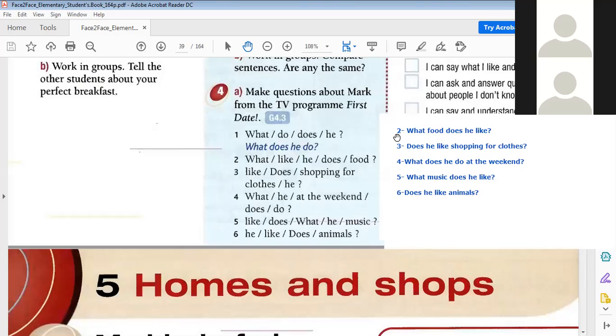Basma, can you answer the second question? What food does he like? It's Chinese food. He likes Chinese food. Okay. Let's write the answer. Number 1, he's a teacher. That's correct. That's his job. What does he do? He's a teacher. So let's write the answer. So he likes Chinese food.